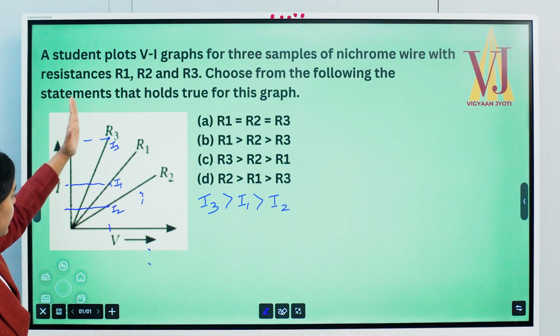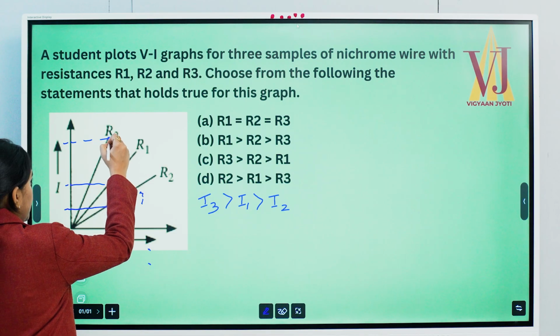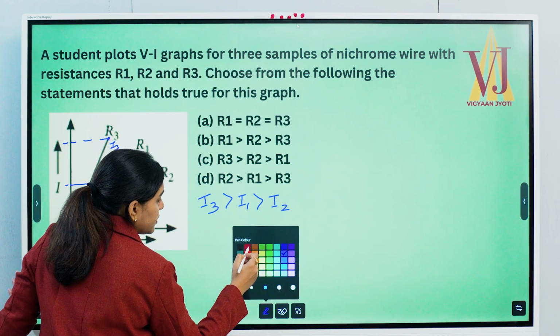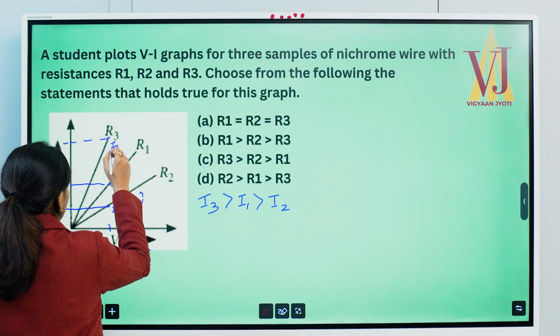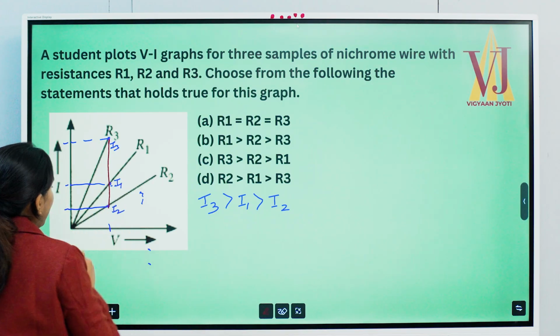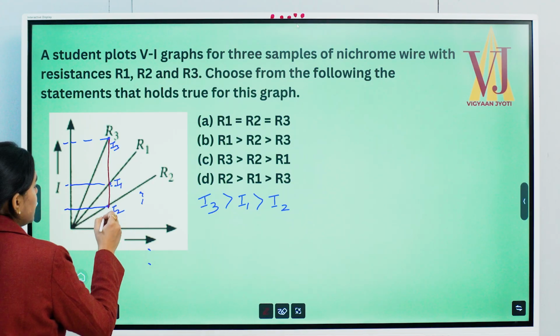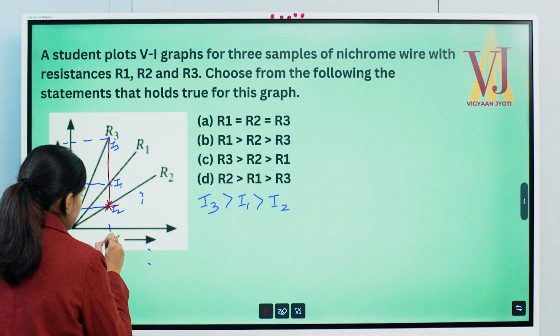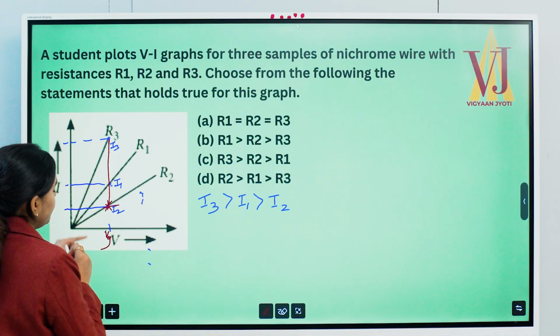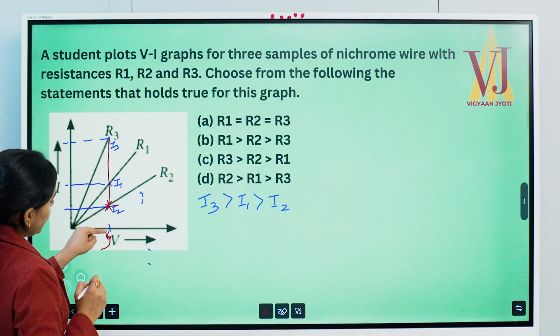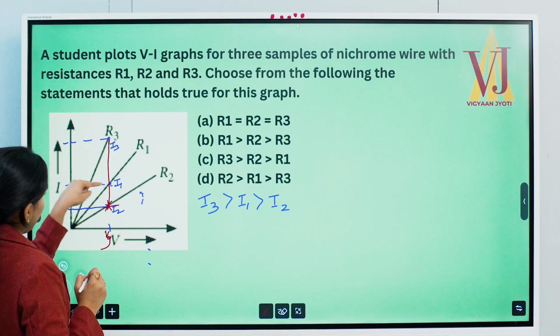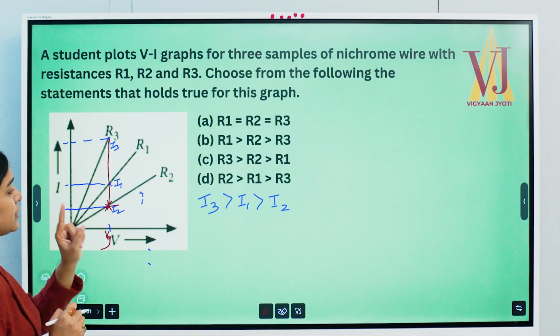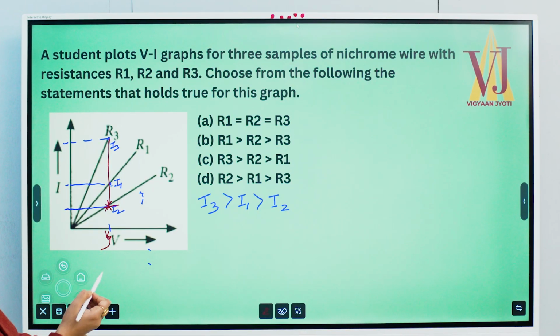If you see this at this particular point, I'll try to make it a more colorful way. At this particular point, against this particular voltage, let's say this is V general, from this voltage you see I2 is here, I1, I3. That means for this current, I3 is greater than I1, which is greater than I2.